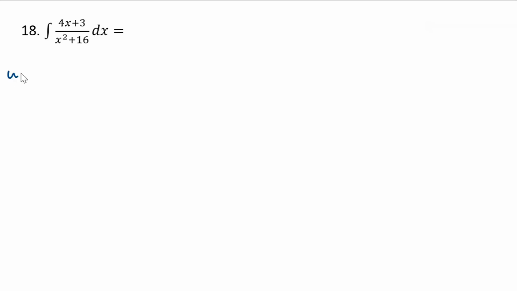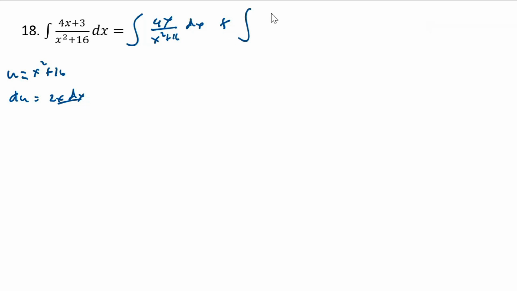So first, I'm going to let u equals x squared plus 16 and du gives us 2x dx. So x dx in the first term can be found in the given, but in the second term from 4x plus 3, we don't have x there. So therefore, I'm going to expand the given as the integral of 4x over x squared plus 16 dx plus the integral of 3 over x squared plus 16 dx.